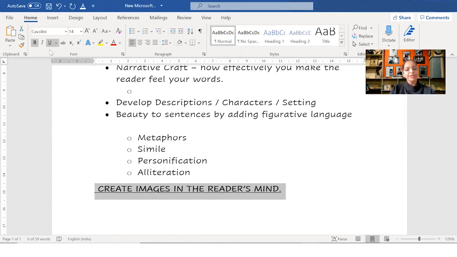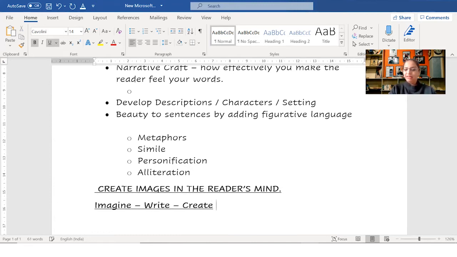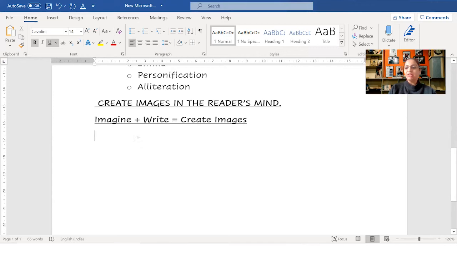The very purpose of creative writing is this: you are imagining something, you are writing it, and then the process is imagine, write, create images. That is how you become a successful creative writer. So that is the first thing that you need to understand. The purpose of creative writing is to imagine, then write it and create images in the reader's mind. That's what you call creative writing.